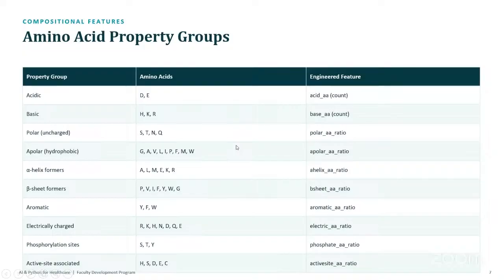So amino acid property groups are defined in terms of their letters, like D or E. D and E are related to the acidic property group, and we can count the acidic component by using the count function, acid_aa_count. So we can count the acidic component from the amino acids, and we can count the base component by using the function base_aa_count. We can get information about the polar uncharged amino acids using polar_aa_ratio, and we can get the hydrophobic ones by using the function apolar_aa_ratio. So these functions are already there. Using Python, we can get the information about that data set of amino acids.